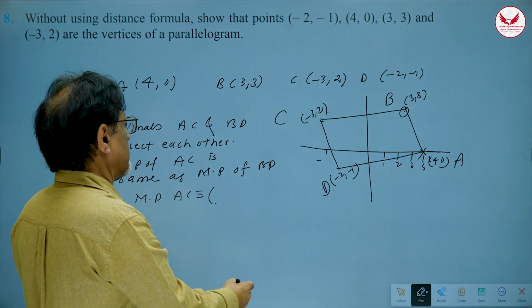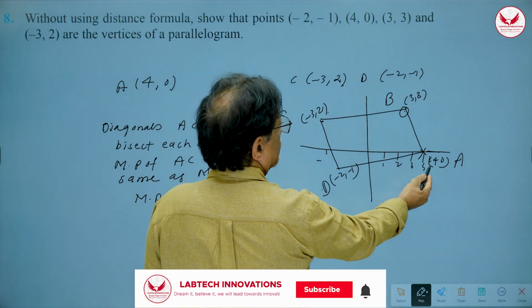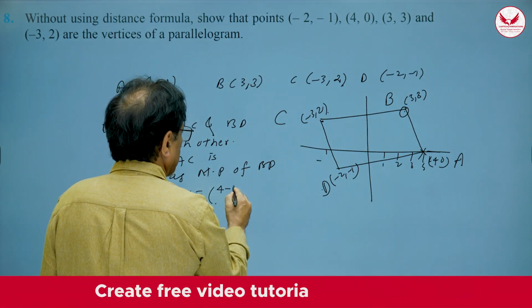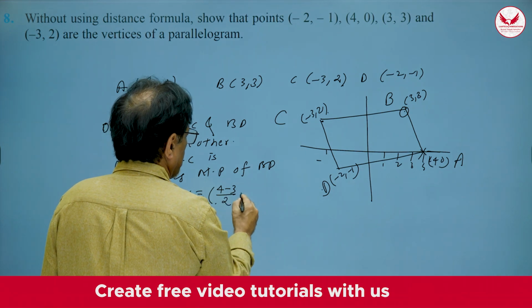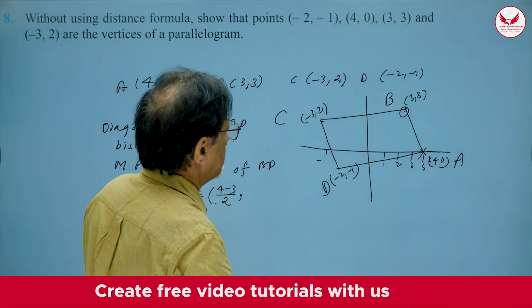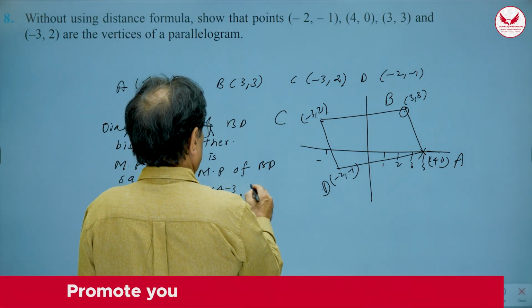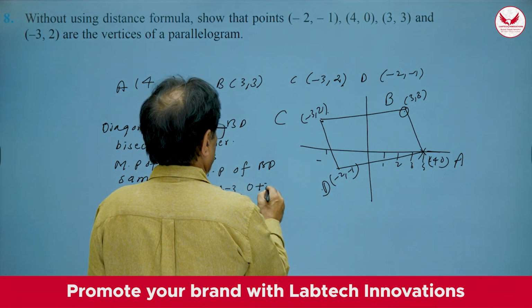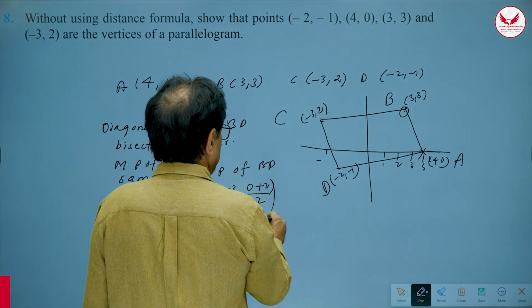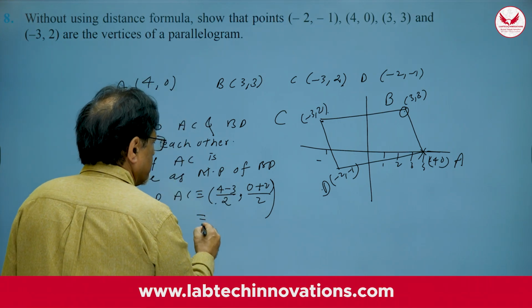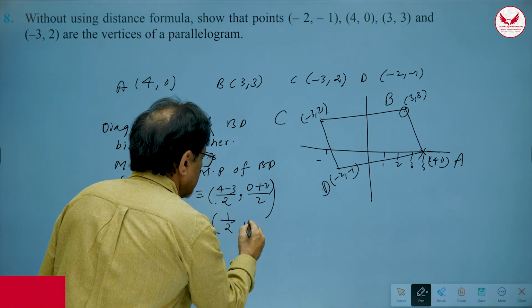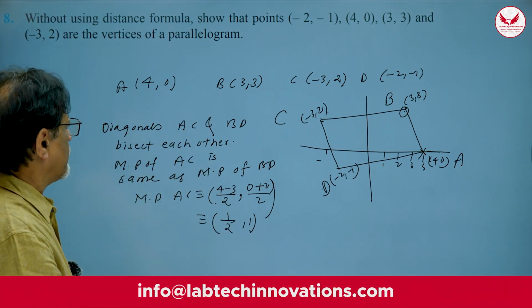We have A here and we have C here. So (4 minus 3) divided by 2, and (0 plus 2) upon 2. Correct? So that means this will be equal to what? This will be equal to half, 1. So that is the midpoint of AC.